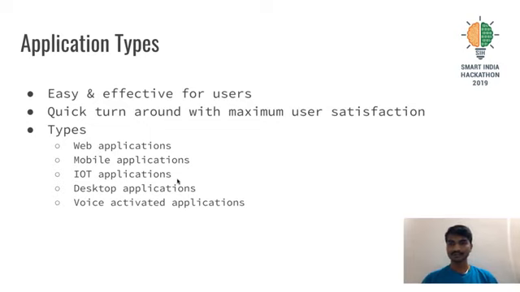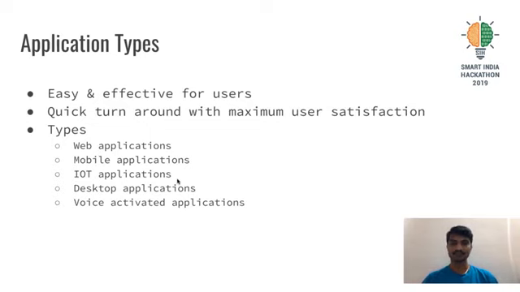So we need to decide what kind of application we are going to create at first, so that it will be easy for us to plan things accordingly. Based on our analysis, we need to put our considerations, user journeys, requirements, everything, and decide what kind of application we are going to create. Because a lot of kinds of applications are now available in the industry, starting from web, mobile, IoT, desktop, and voice activated applications.